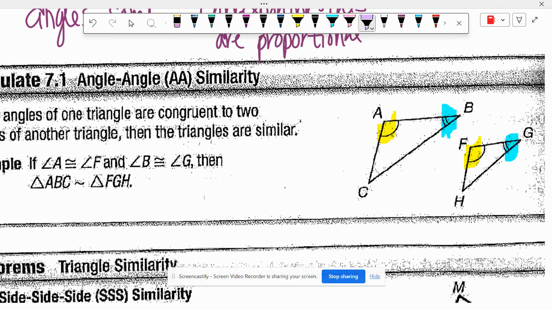I think it says that if you add up the angles of a triangle, what do they equal? 180. So if A and F have the same measure, and B and G have the same measure, that means if I add those two up, they're going to equal the same amount, correct? So what can you say about C and H? They're from two different triangles.